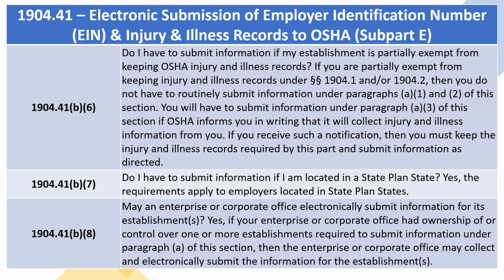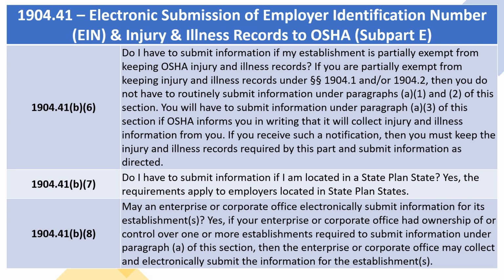1904.41(b)(6). Do I have to submit information if my establishment is partially exempt from keeping OSHA injury and illness records? If you are partially exempt from keeping injury and illness records under sections 1904.1 and/or 1904.2, then you do not have to routinely submit information under paragraphs (a)(1) and (2) of this section. You will have to submit information under paragraph (a)(3) of this section if OSHA informs you in writing that it will collect injury and illness information from you. If you receive such a notification, then you must keep the injury and illness records required by this part and submit information as directed.